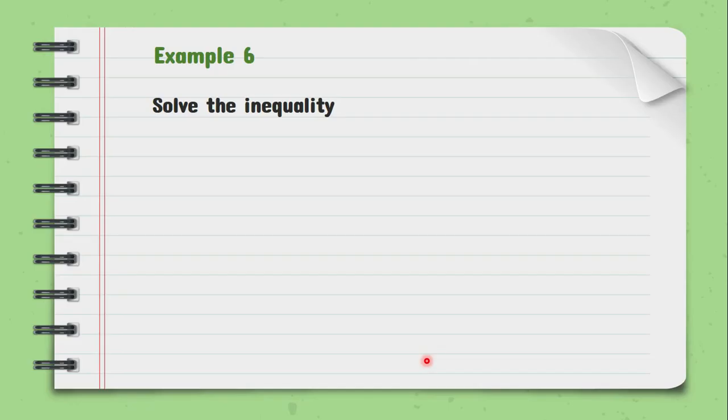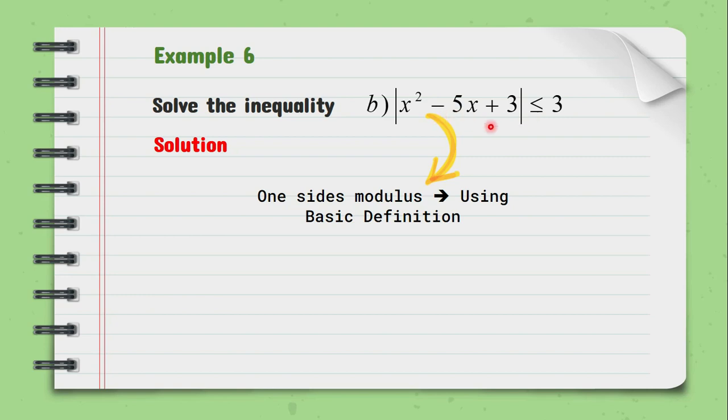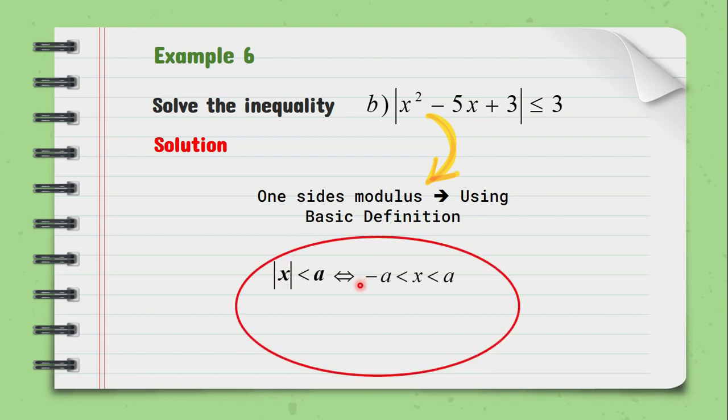Example 6. Solve the inequality. Question B: absolute value of x squared minus 5x plus 3 less than or equal to 3. This is a quadratic inequality with absolute value. To solve these absolute quadratic inequalities, because we have only one side with modulus, we're using the basic definition. Before that, we must recall the basic definition.